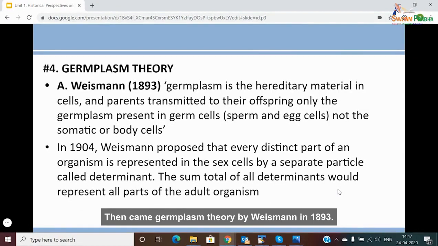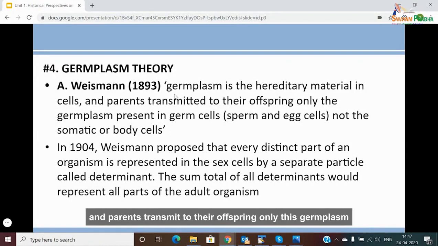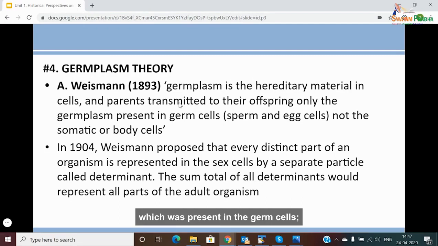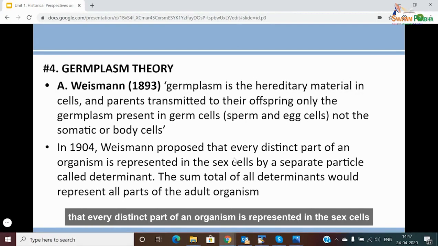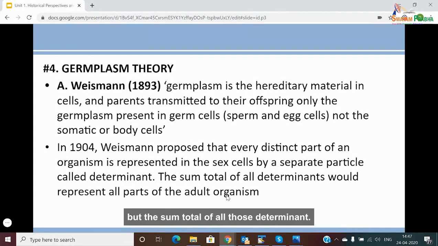Then came the germplasm theory by Weismann in 1893. He gave a new term, germplasm, which is the hereditary material in the cells, and parents transmit to their offspring only this germplasm, which is present in the germ cells, that is the sperm and egg cells, not the somatic cells or the body cells. Right? Now, in 1904, Weismann also proposed another thing, that every distinct part of an organism is represented in the sex cells by a separate particle, and each particle is called a determinant. And the total body of an organism is actually nothing but the sum total of all those determinants.